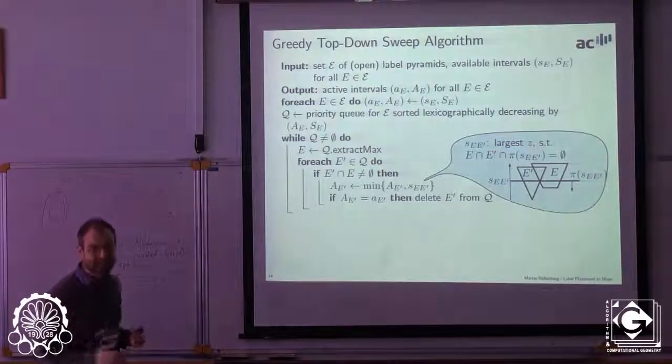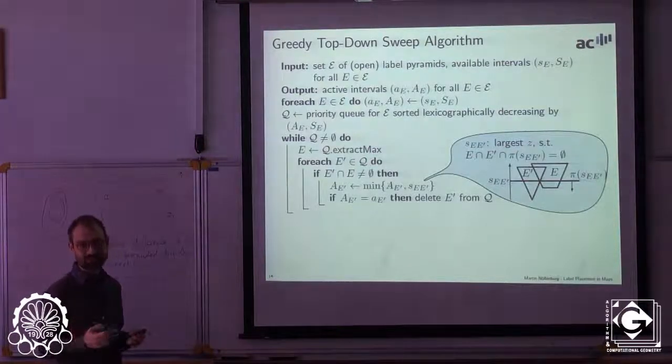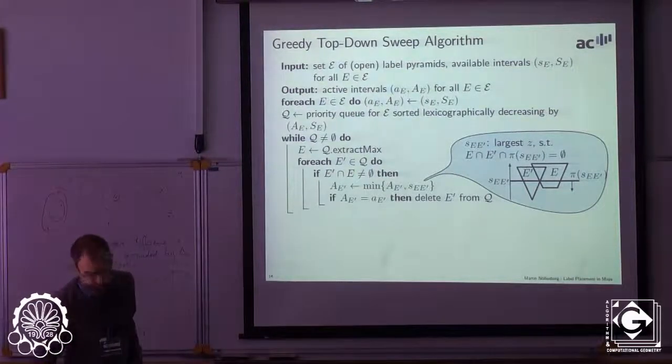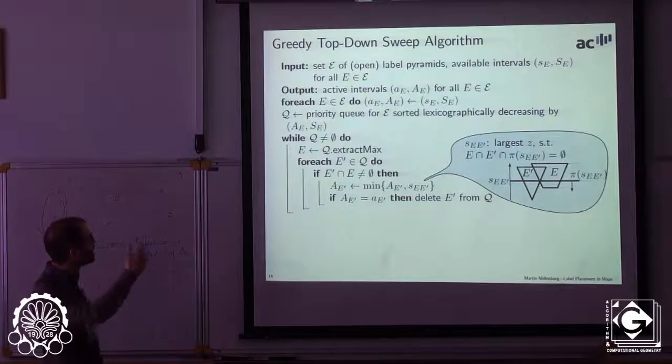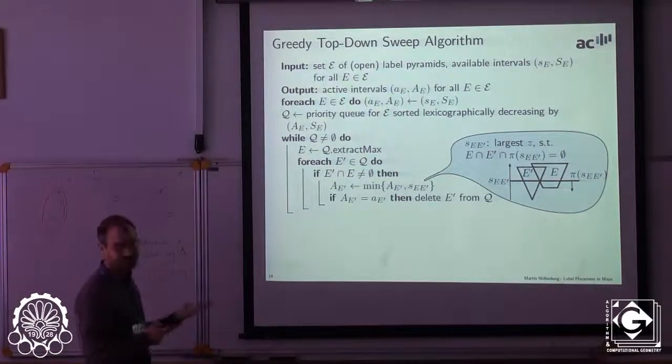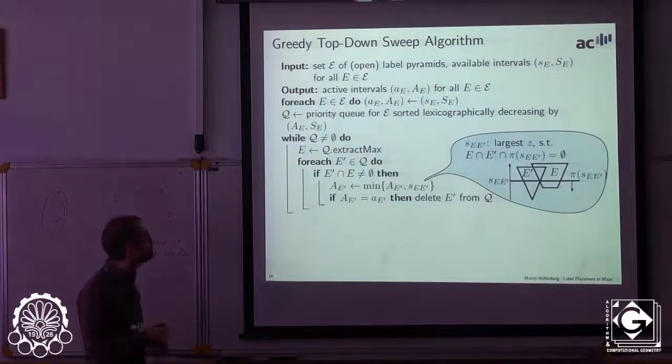So we know it's hard. What we can do is try to achieve some approximation algorithms. And the one that I want to show here is basically a very simple idea to greedily top-down sweep over this 3D model and assign some active ranges to the labels. And then we can see how much of the quality we achieve here.